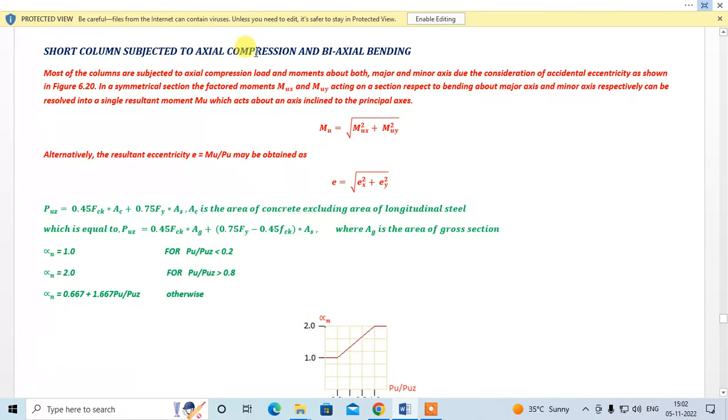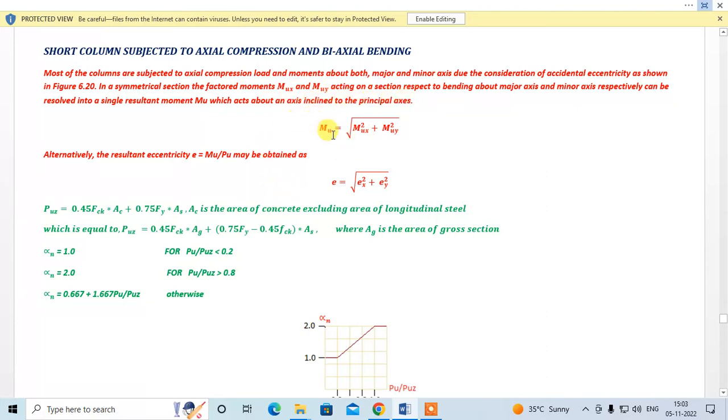Short column subjected to axial compression and biaxial bending. Most of the columns are subjected to axial compression load and moment about both major and minor axis due to the consideration of the accidental eccentricity as shown in the figure above. Okay, as a symmetrical section, the factored moments MUX and MUY acting on the section with respect to the bending axis, that is about major axis and minor axis respectively, can be resolved into a single resultant moment MU, which acts about an axis inclined to the principal axis.